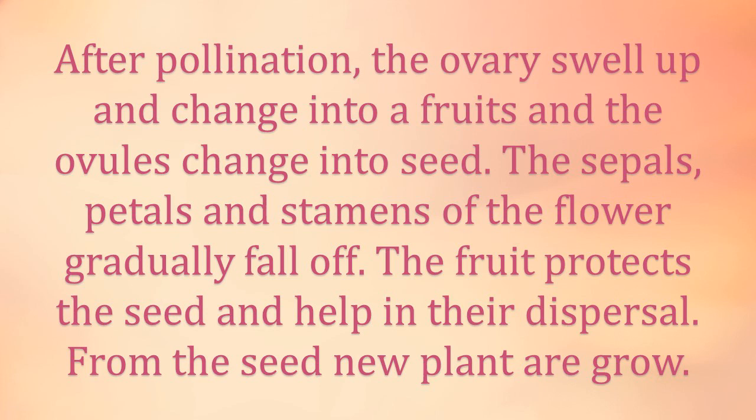After that, what happens? After the pollination, the ovary swells up and changes into fruit, and the ovule changes into seed. The sepal, petal and stamen of the flower gradually fall off. The fruit protects the seed and helps in dispersal.